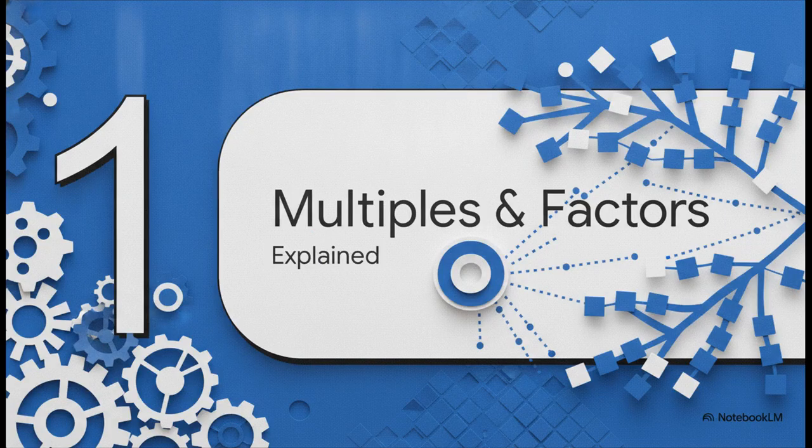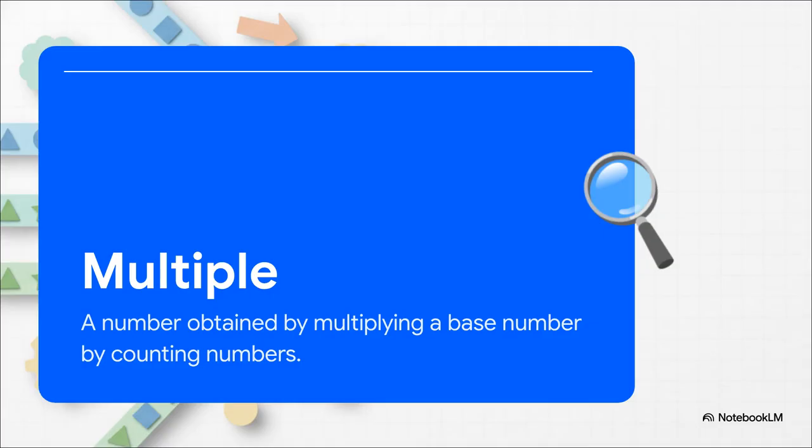All right, Section 1, Multiples and Factors Explained. Let's just start with the foundational building blocks we need before we can figure out that overlapping schedule. Think of a multiple simply as the result of repeated addition. If you take a base number and you multiply it by counting numbers, 1, 2, 3, and so on, you get multiples. So the crucial point here is that multiples are really just the results of your basic multiplication tables.